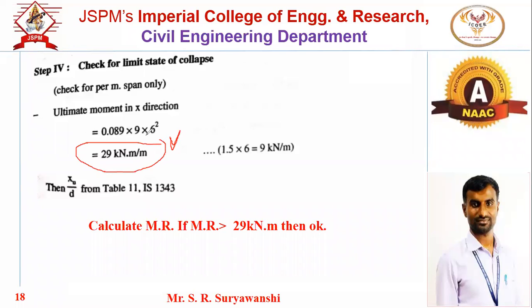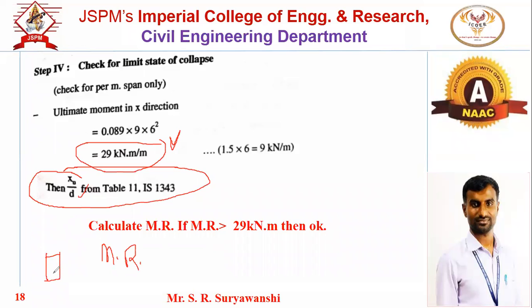Now next, what we have to do is check whether this moment is sufficient or not. So how to do that? Refer to table number 11. Find out the effective reinforcement ratio, then find out the depth of neutral axis, that is xu by d. Then use the expression for moment of resistance for the rectangular section, that is force into lever arm. Then you will get a certain value. Suppose you get the value 35.